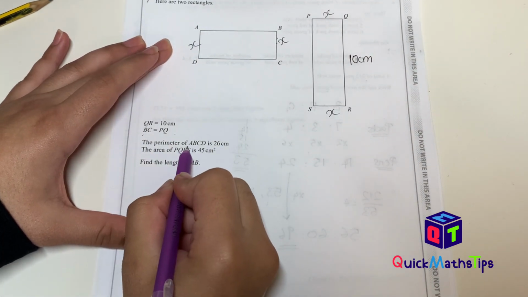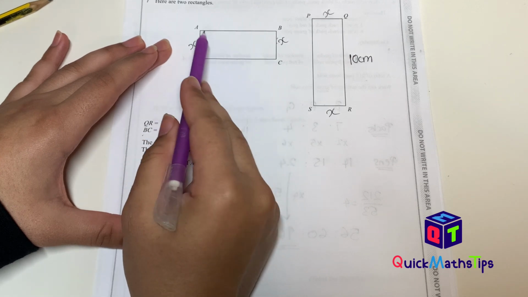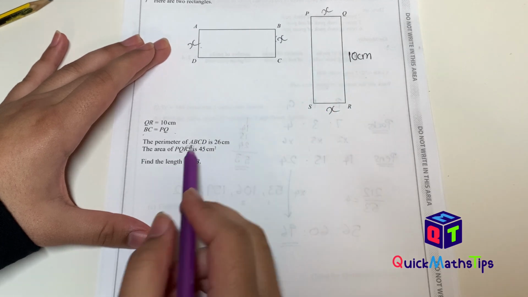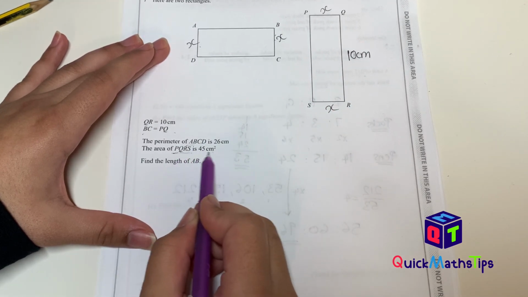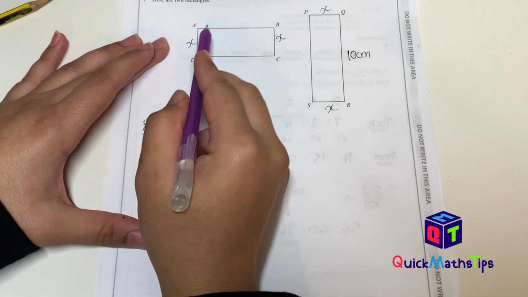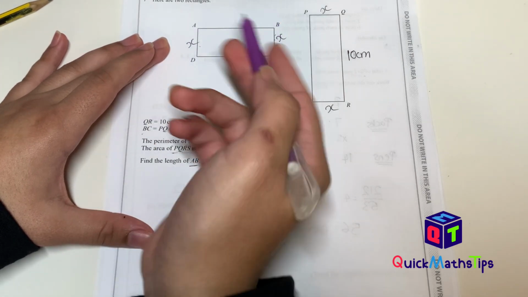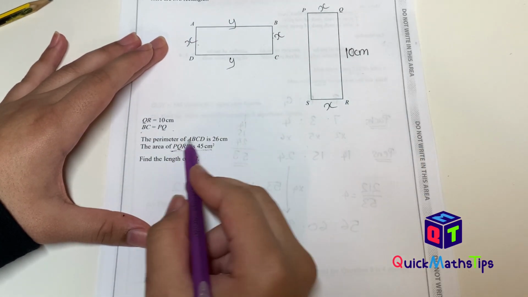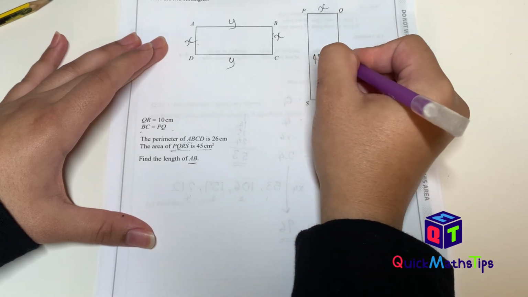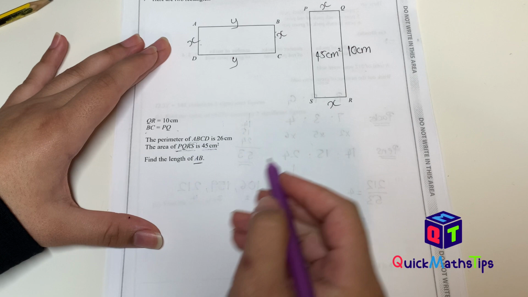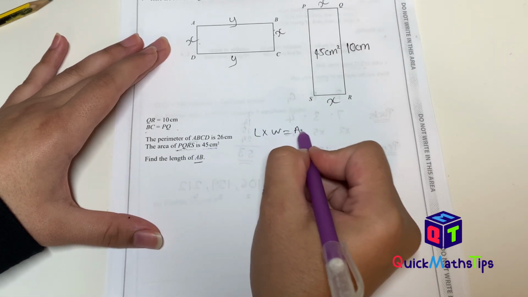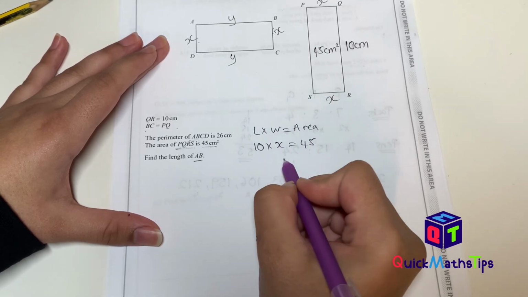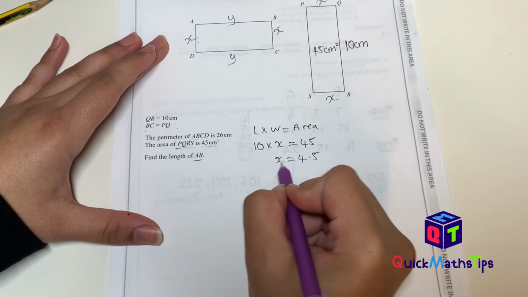Now, the perimeter of ABCD, so the perimeter of this one, the total, if you add up all the sides for this one, is going to be 26. And the area for PQRS is 45. Work out AB. So we are working out AB. I'm not going to call it X because that's X and it's a different length. So I'll call it Y, which means obviously that one's Y as well. Now the area for this PQRS is 45 centimeters squared. I know that length times width is area, so length times width equals area, and I substitute my values, which is 10 multiplied by x equals to 45. I divide by 10 on both sides, x equals to 4.5.